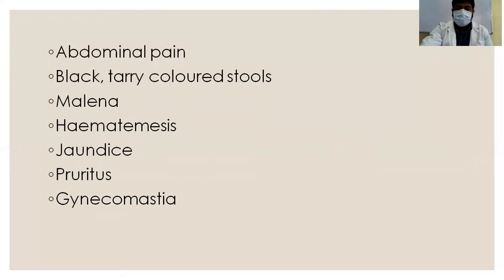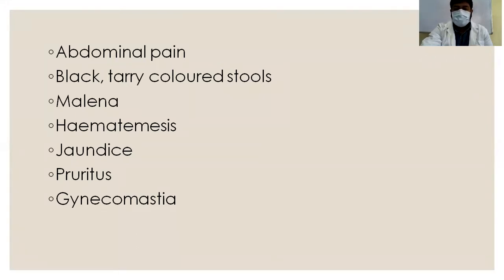So what can be the symptoms? Abdominal pain can be there, black tarry colored stools can be there, because of the GI bleed. Melena can occur, and hematemesis. If there are esophageal varices, hematemesis can occur, and as the liver cell is losing its morphology, jaundice can occur, pruritus can occur, and gynecomastia can occur.